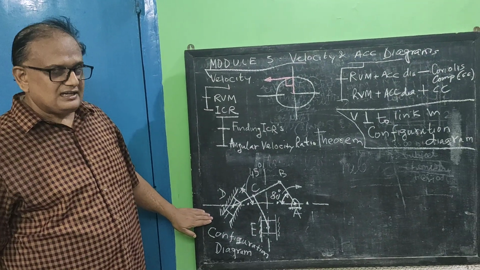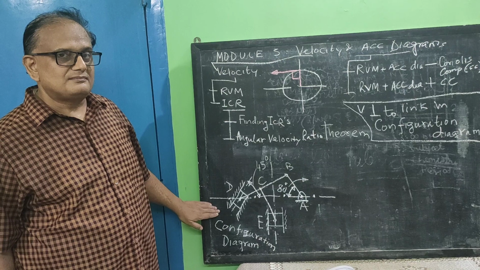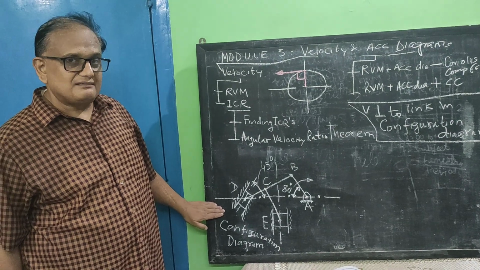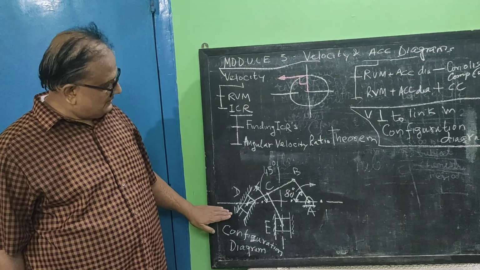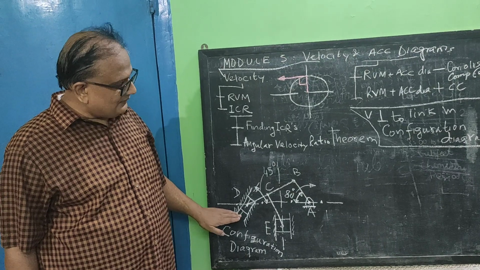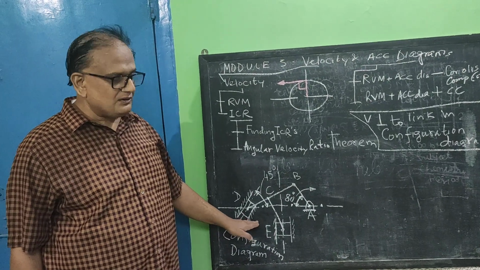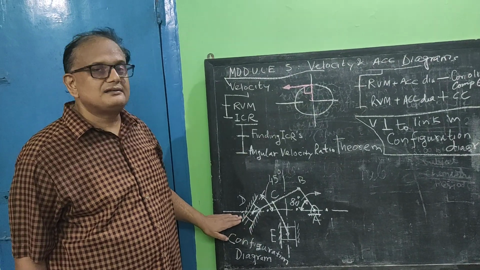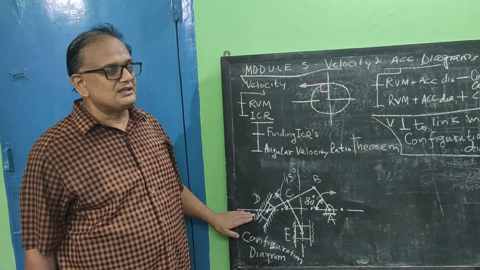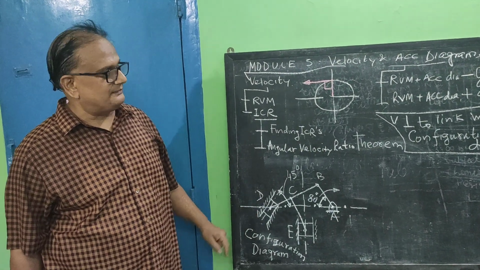This is the configuration diagram of a particular mechanism drawn to a particular scale. Right? For this particular configuration diagram we will be drawing the velocity diagram using the relative velocity method.